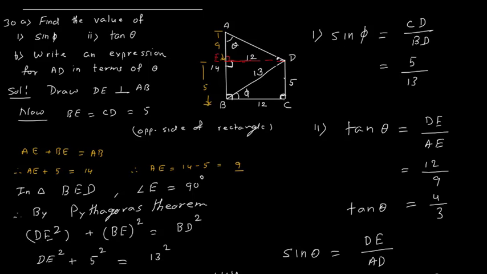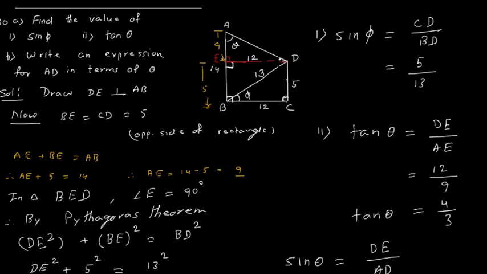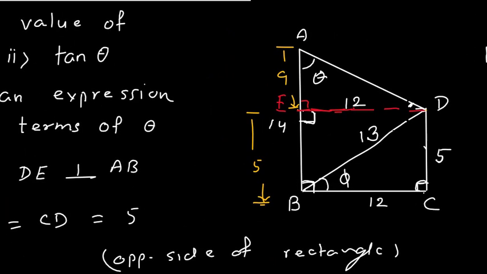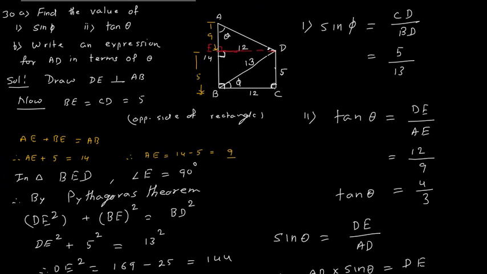If they ask us to find the value of AD, we can find it, because this is 9 and this is 12, so using the Pythagoras theorem I can find the value of AD also. But here they have asked us to find AD in terms of theta, so we have expressed it in terms of theta.